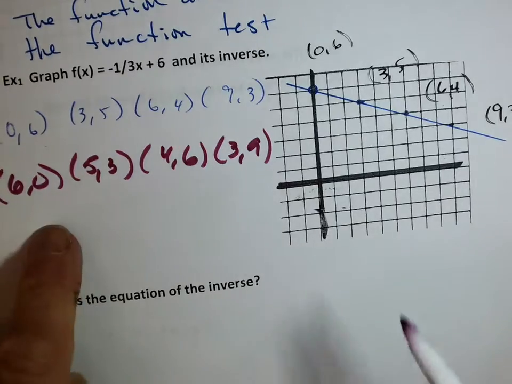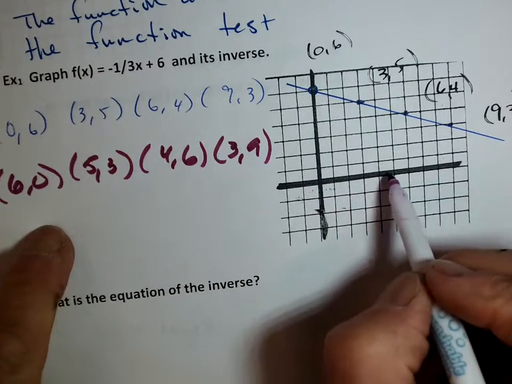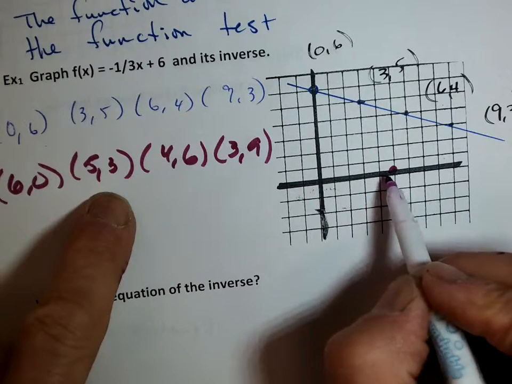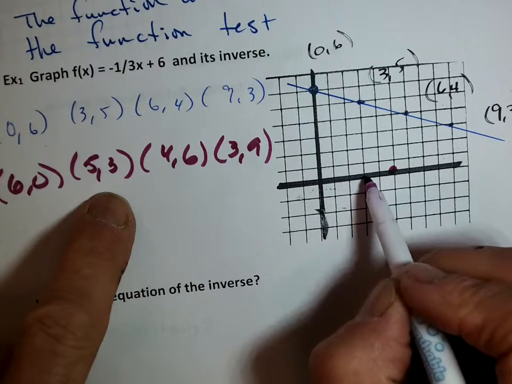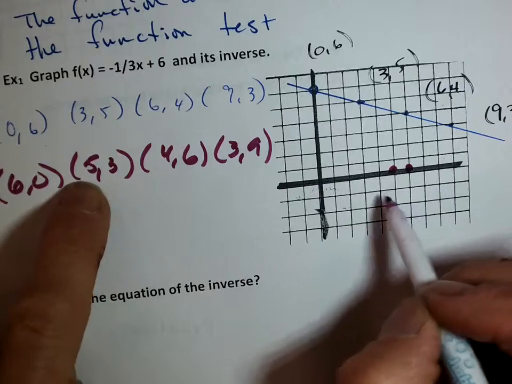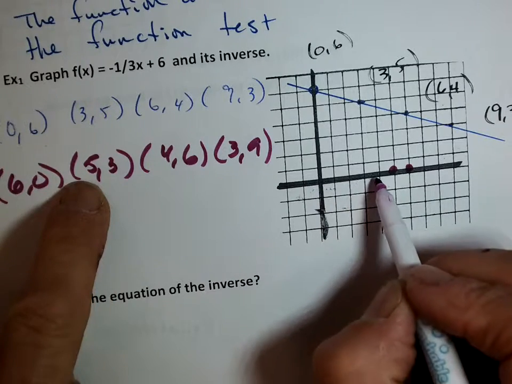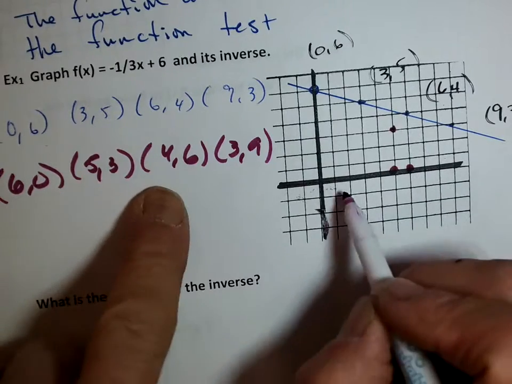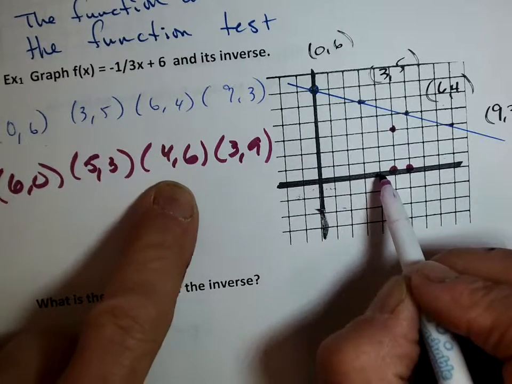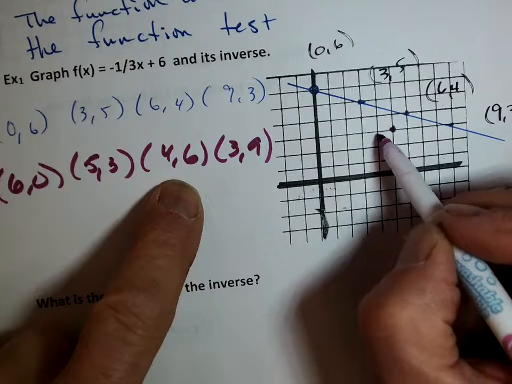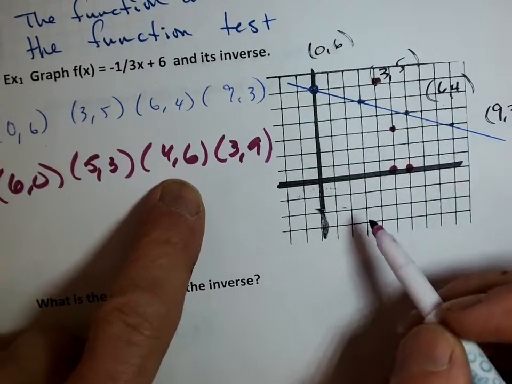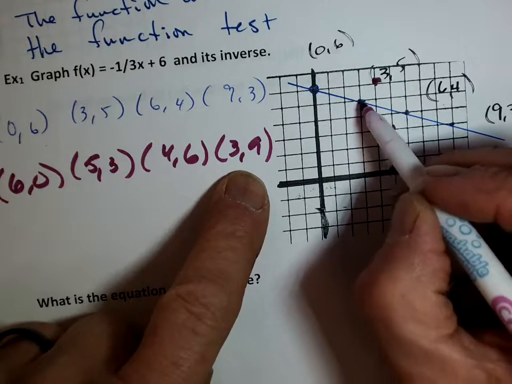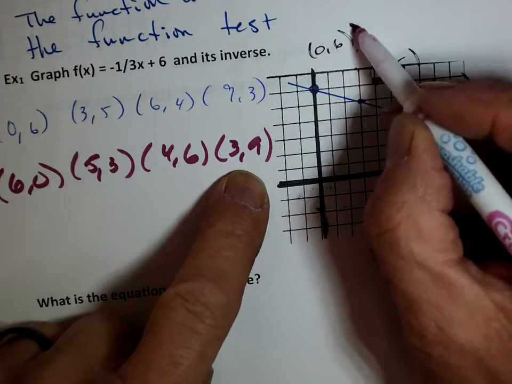So I'll go 1, 2, 3, 4, 5, 6. 1, 2, 3, 4. Oh, hold on. 1, 2, 3. It's obviously Friday. I can't count. 1, 2, 3, 4, 5, 3. There we go. 4. 1, 2, 3, 4. And a 6. 1, 2, 3, 4, 5, 6. And then a 3, 9. 1, 2, 3, 4, 5, 6, 7, 8, 9. It's up here, okay?